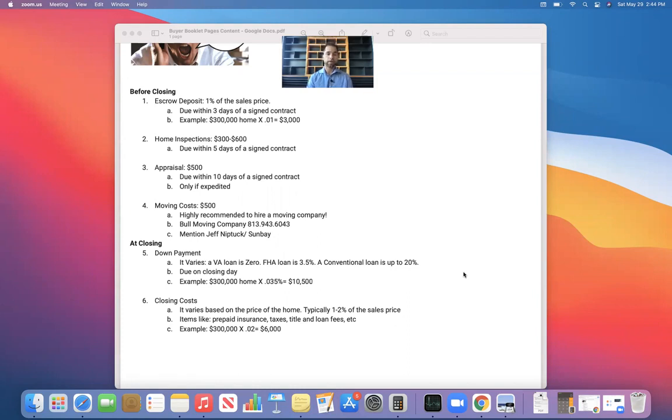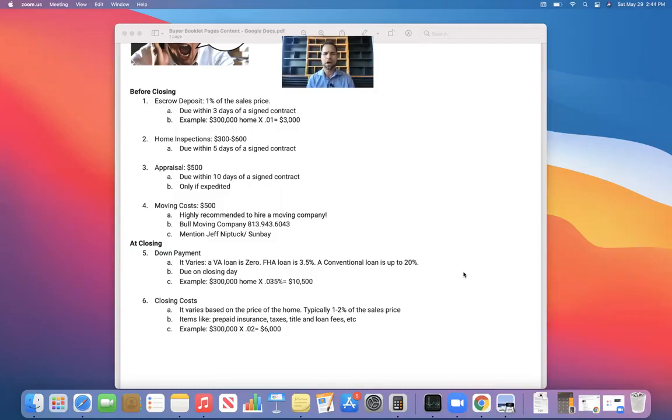Moving costs. This isn't a necessary cost, but I highly, highly, highly recommend it. It sounds easy to say, oh, I've got some friends who are going to help me move. My buddy has a truck. Jeffrey's our realtor, I know he owns a truck, he's going to help us. Wrong. I'm out of the moving business. Your friends are probably out of the moving business.